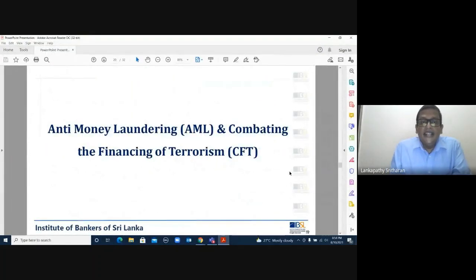Okay, then we are moving to the other sections, which are related to anti-money laundering and combating financing of terrorism, AML and CFT, which is most important these days. We have standards internationally that we have to comply with, and there may be several requirements related to anti-money laundering and combating financing of terrorism.